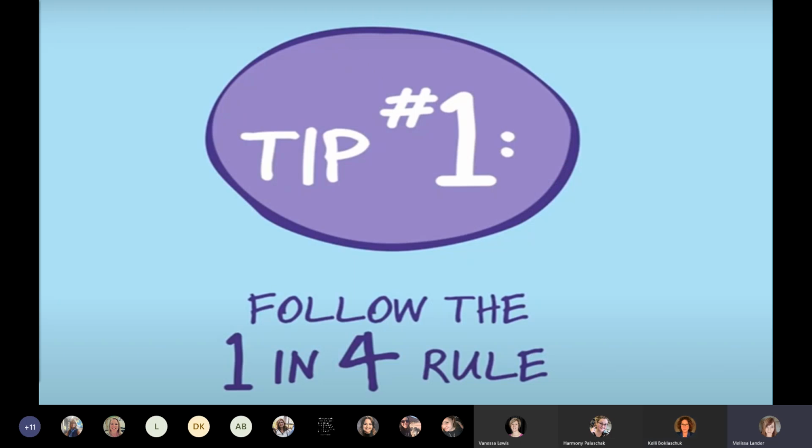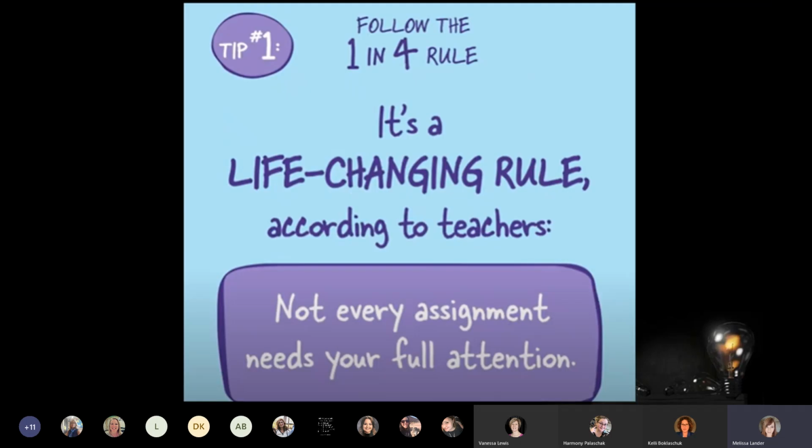Okay, so as Kelly said, and you saw in the video, tip 1 is follow the 1 in 4 rule. To follow the 1 in 4 rule, you're basically looking at giving in-depth feedback on 1 in 4 things. Not every single assignment that the students do needs you to break it down and get that purple pen out and write all over it. That being said, you are going to want to make sure that you still check that all 4 of those assignments are complete and have been done, because you want to build accountability in the students.